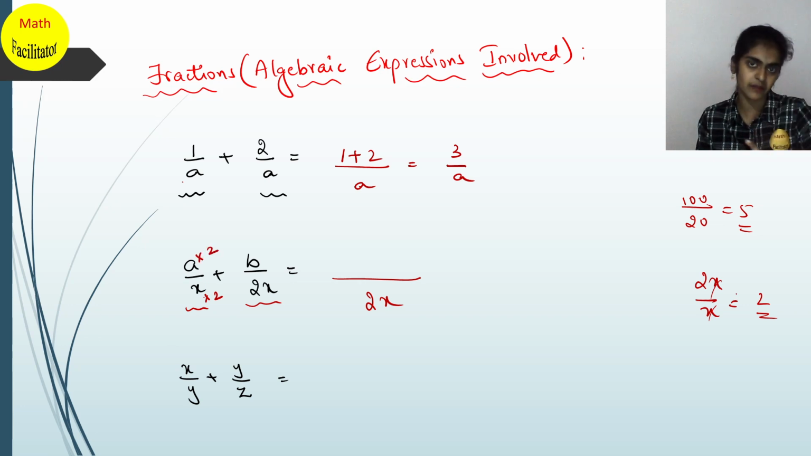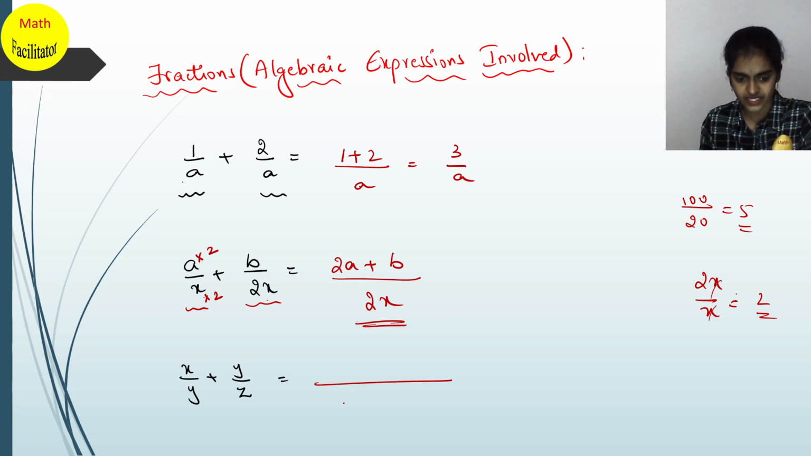The same procedure I'm applying. Okay, so a into 2 gives you 2a plus this is 2x and 2x. It is same. So this I can write, the numerator I can write as this. So the answer is 2a plus b upon 2x. Now here you see the next one.